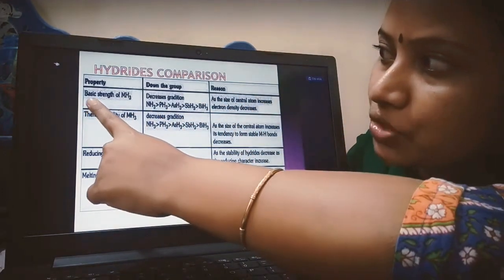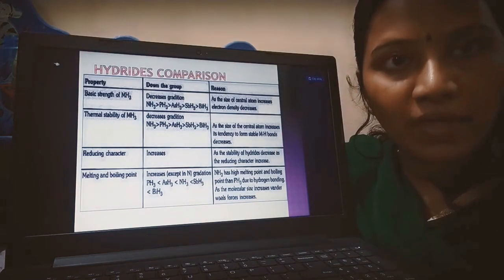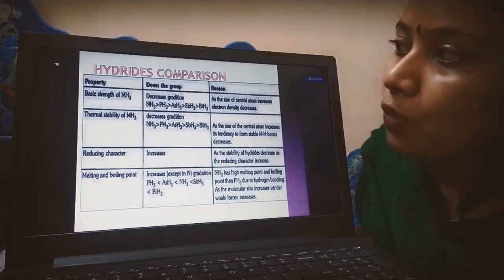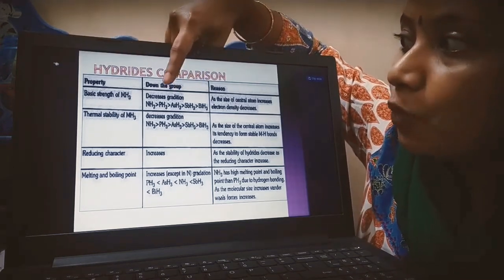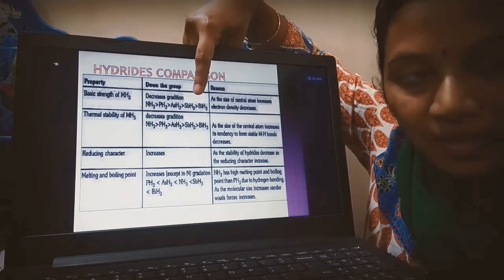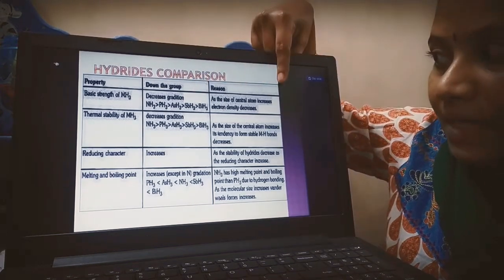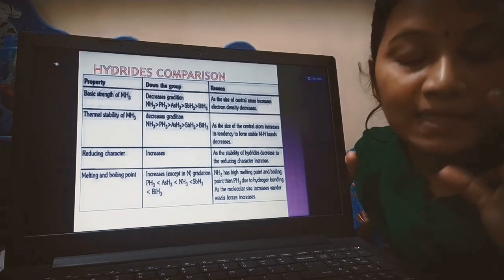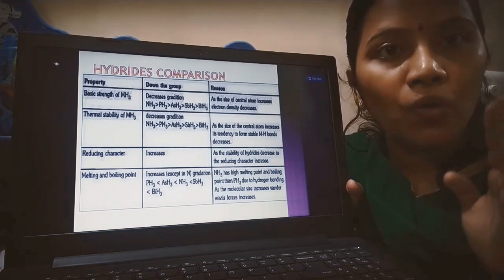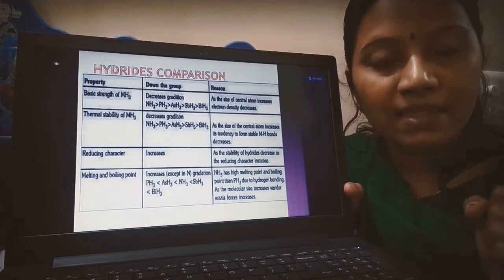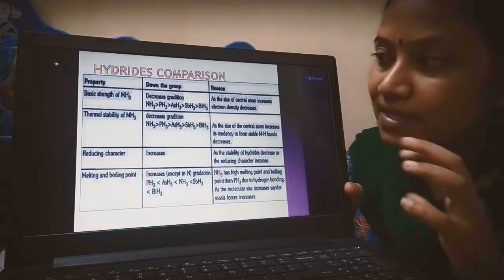Now look into the first property. What is the basic strength of MH3? You replace M with nitrogen, phosphorus, antimony, bismuth. Now what happens? The basic strength of MH3 decreases. Why is the strength decreasing? Because the size of the central atom increases, so the electron density decreases. Am I clear? I am repeating, the basic strength of all hydrides decreases because atomic size increases and electron density decreases.